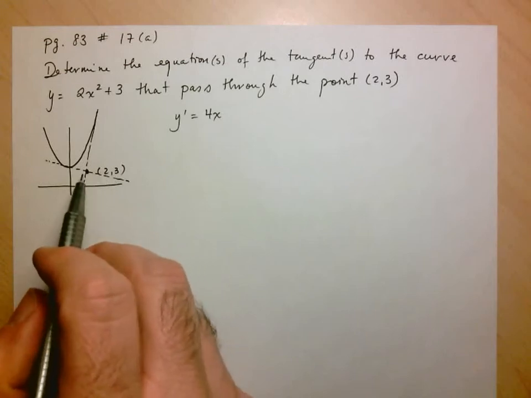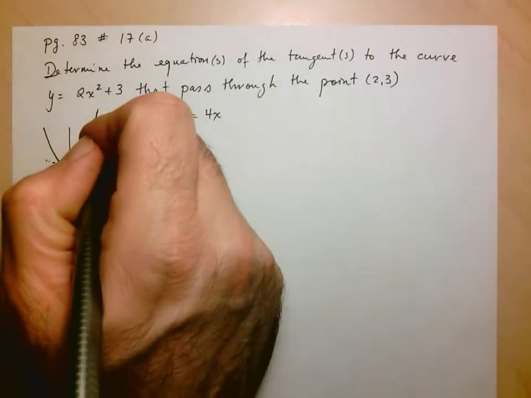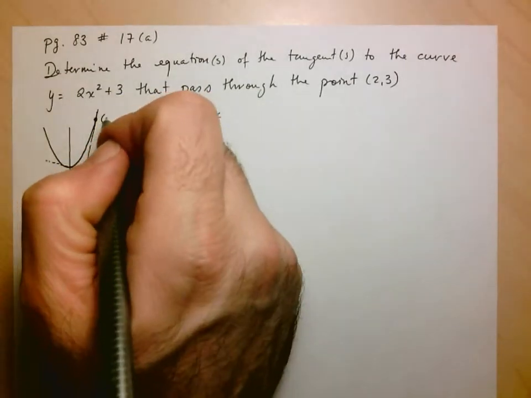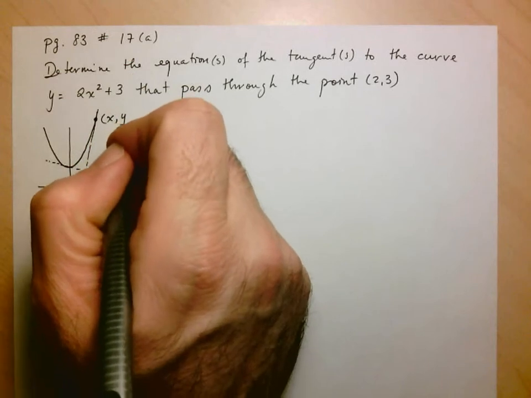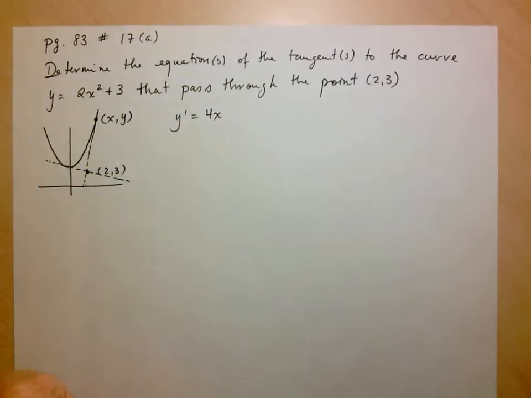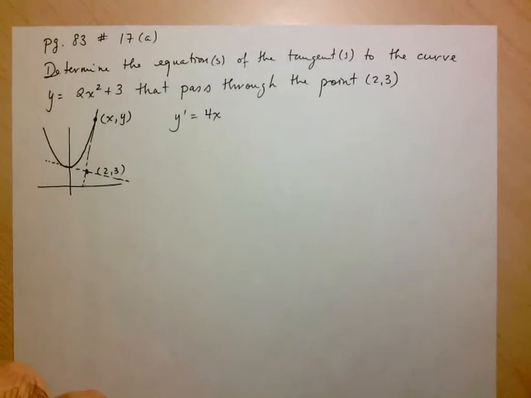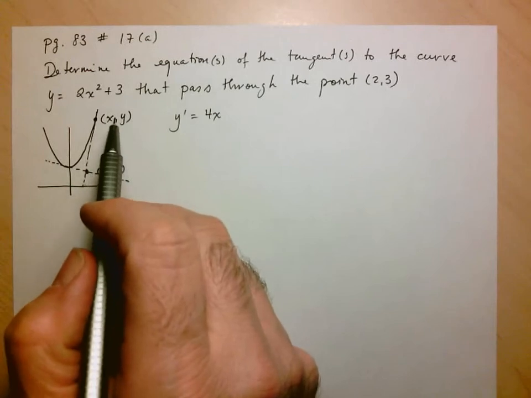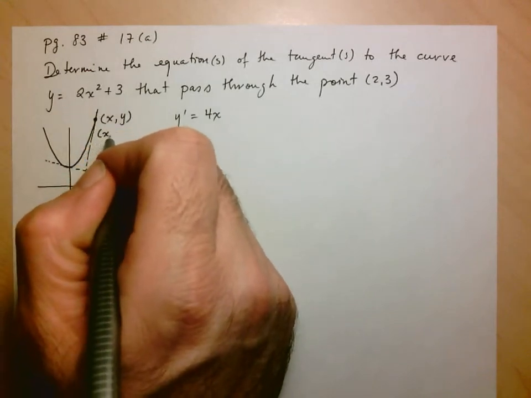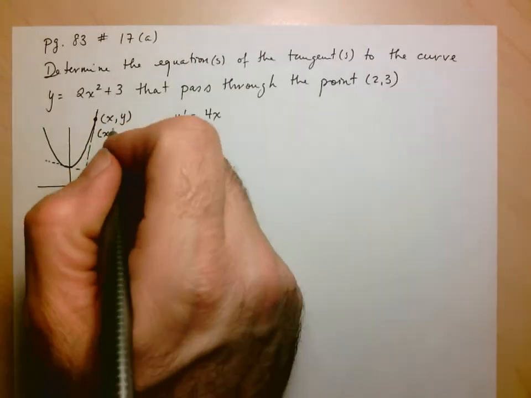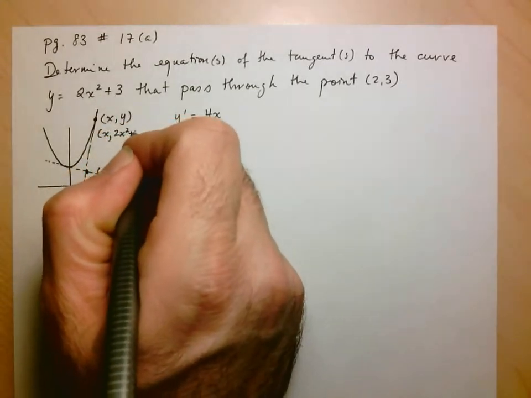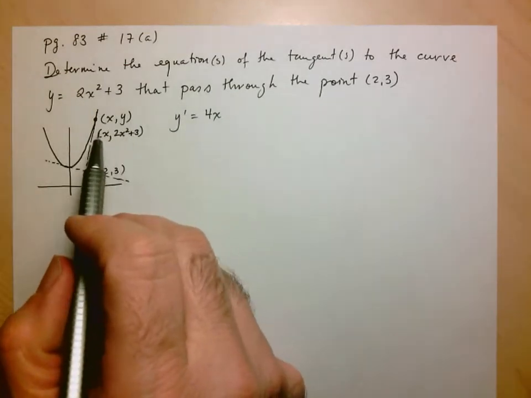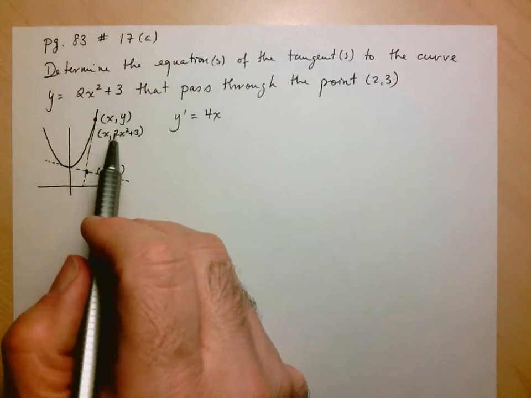So I know (2, 3) is 1 point on this line, and I know that another point on this line will be on this curve. So I can think of the point (x, y), but this is where we're going to be a little clever, because I want to try to work with as few variables as possible. Since this point is on the curve, this point can be written as (x, 2x squared plus 3), since I know the y value is given by 2x squared plus 3.